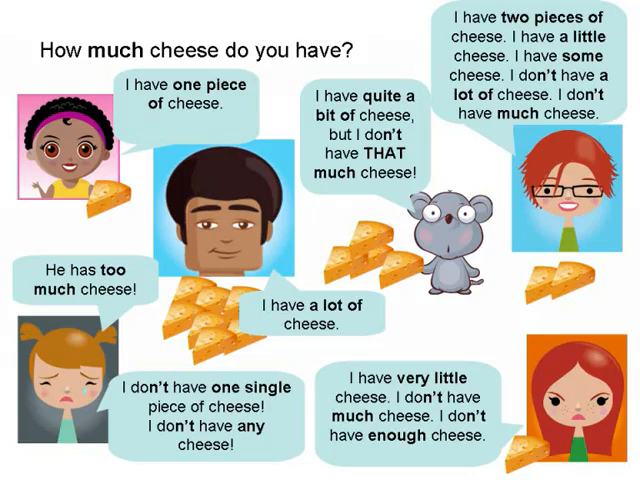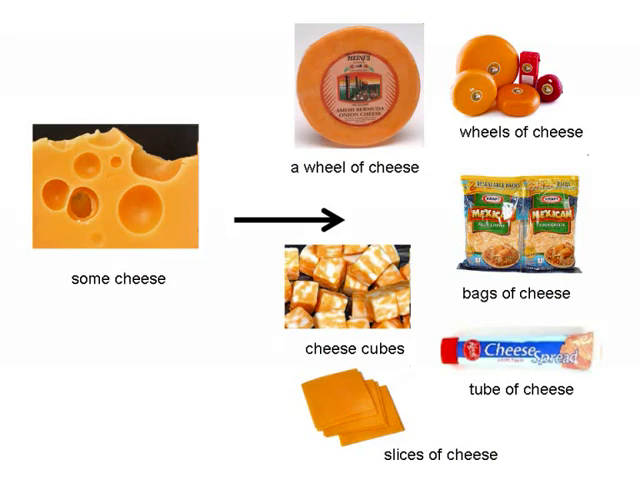Note that when we count cheese, we have to add another word. Originally, the word cheese is not countable, but when we add the word piece, we can count cheese. That's why the girl says, I have 1 piece of cheese, and the other girl says, I have 2 pieces of cheese. Let's make some uncountable nouns countable.